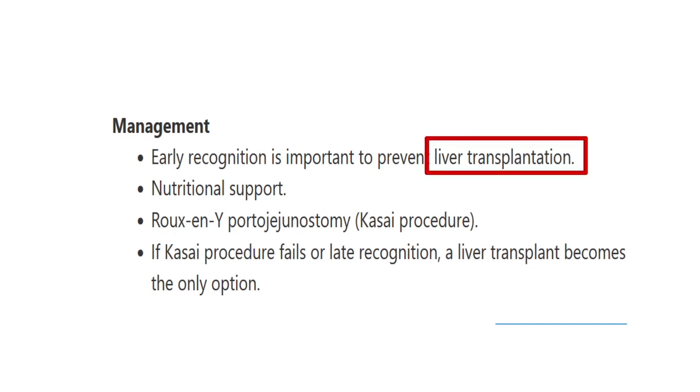That means in the earlier stages there is no liver damage, and the liver cells are okay. So if we can diagnose in the early phase, it is very possible to prevent complications and liver transplantation. We have to give nutritional support to the patient, and a Roux-en-Y portojejunostomy. That means the small intestine, the jejunum, and the portal part are connected.